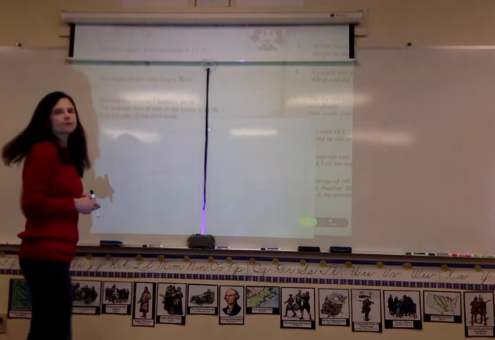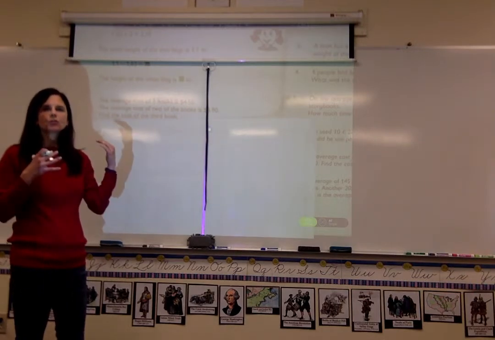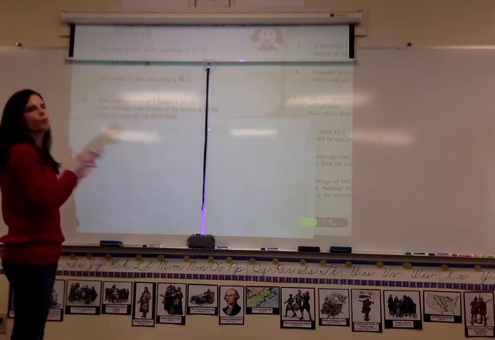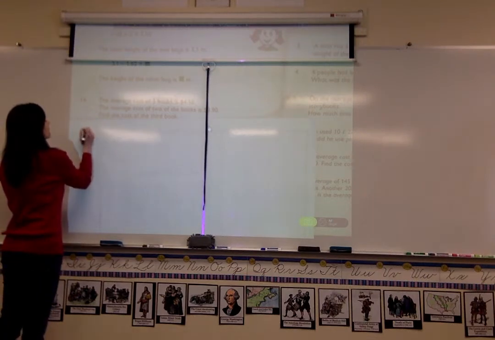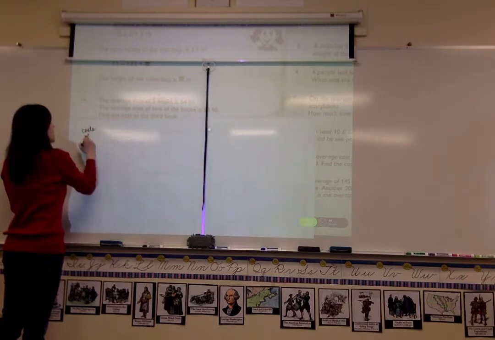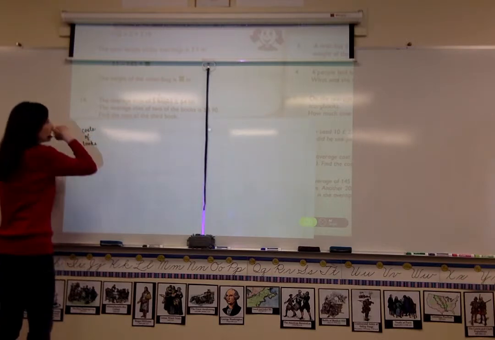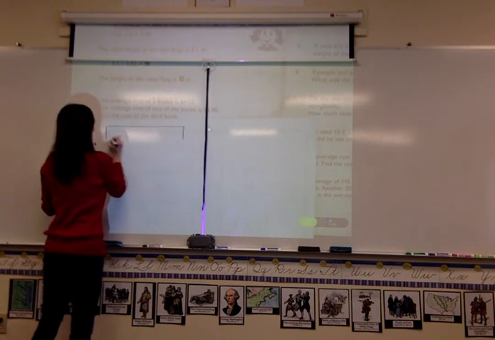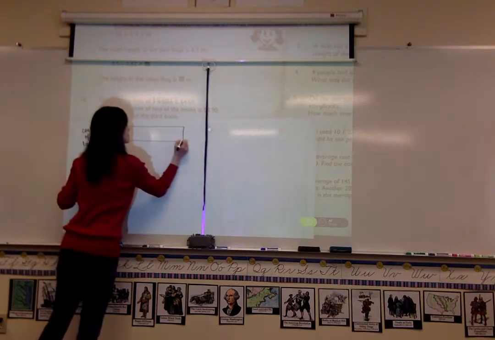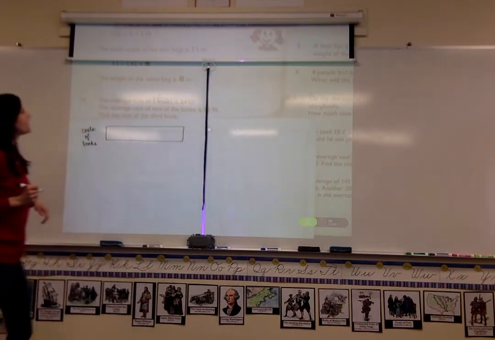Okay, so again, we really need to draw a model to visualize and see what it is we're solving for here. So we're obviously looking at costs of books. So that's what we can title our bar here. Okay, so let's go ahead and draw a bar to represent all of our information here.